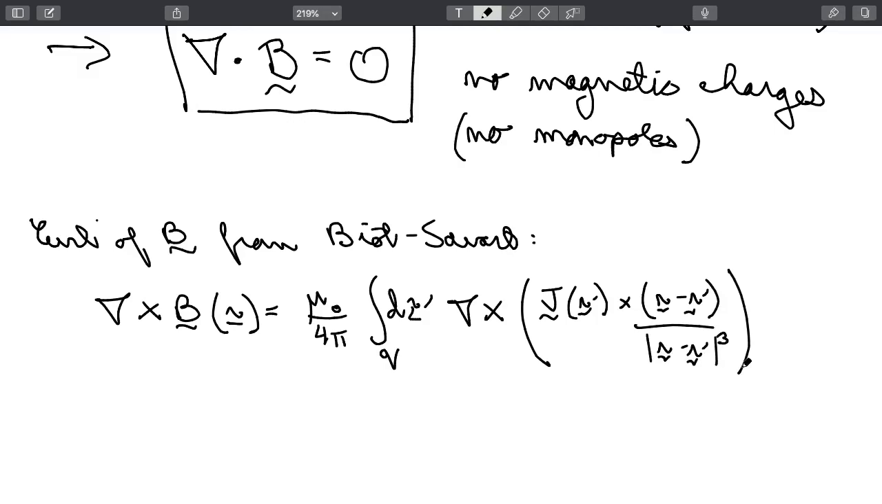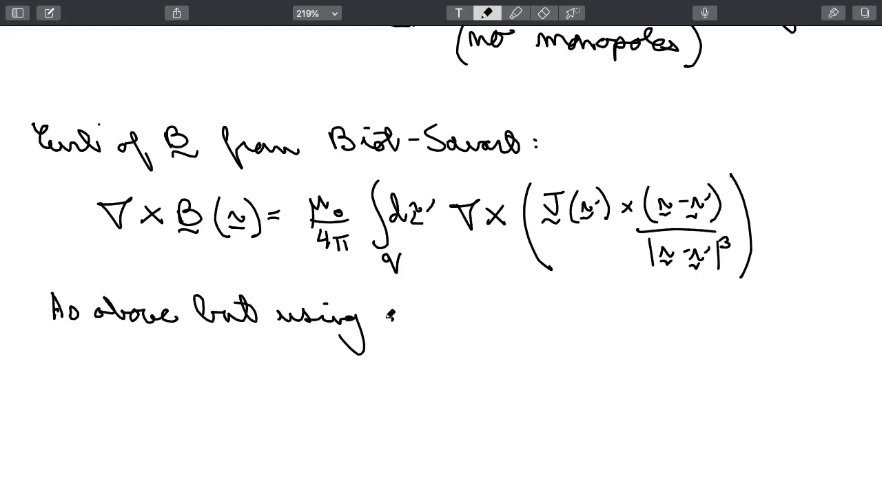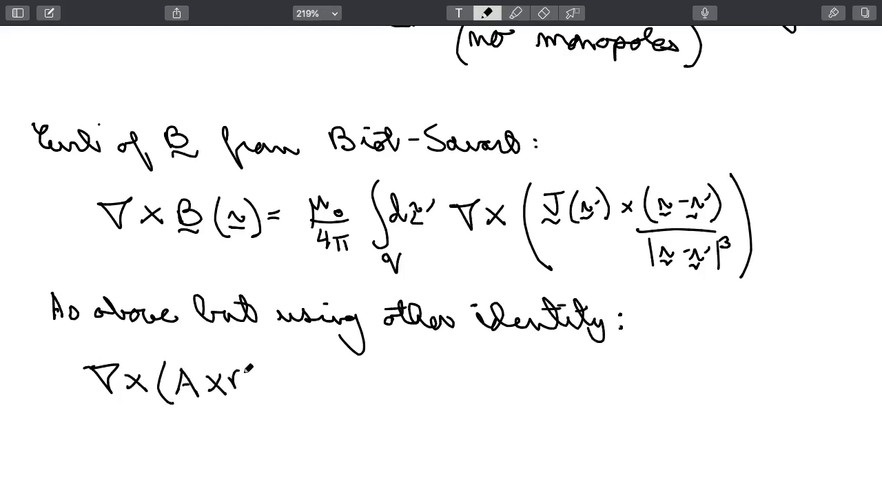All right, so we can just use the same trick as before to replace this thing with minus the gradient of 1 over |r minus r'|. But let's do this as above, but using another identity. And this identity looks much less friendly, because it's an identity for the curl of the cross product between two vectors.